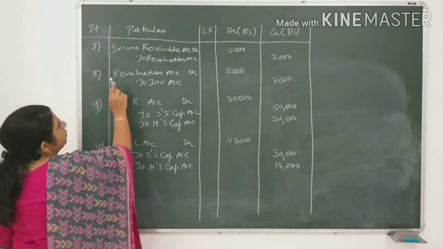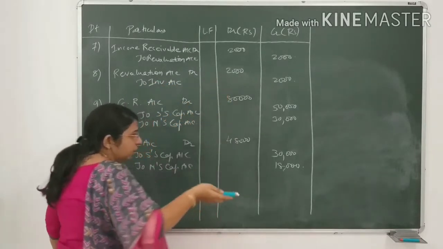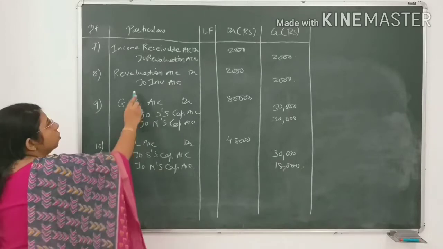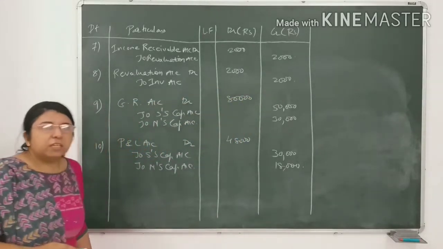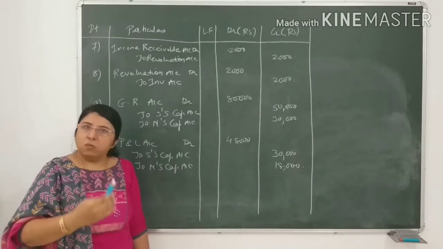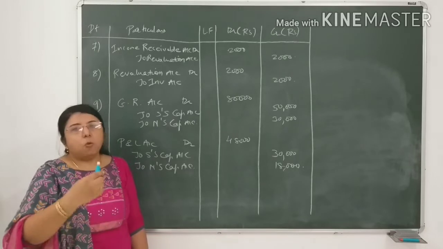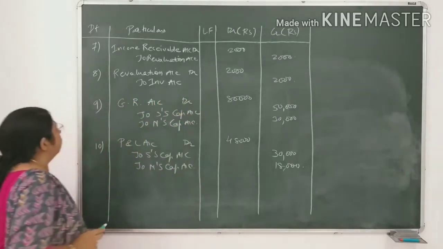So the next entry you can see over here, revaluation account debit by rupees 2,000, that is 20,000 minus 18,000 to investment account credit, that is rupees 2,000. Because of decrease in value of investment, the assets balance is always debit balance, but due to decrease, the opposite effect of it, that is credit effect, would be given to investment account.